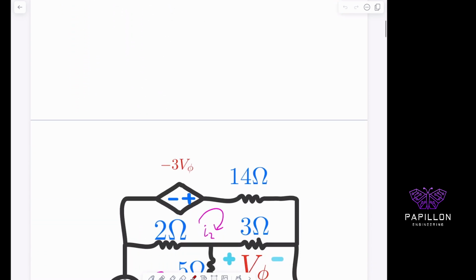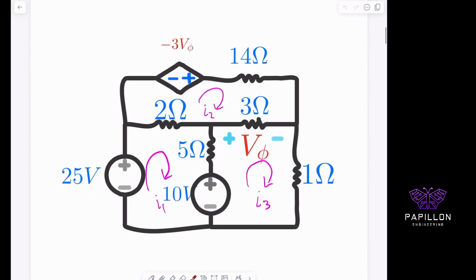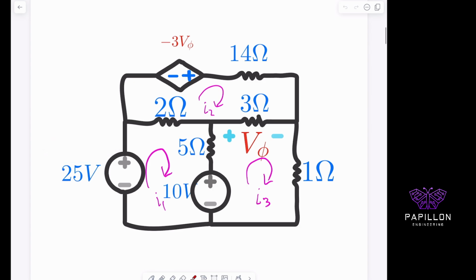So how do we start this problem? Because we have 3 loops, we can use our 3 mesh approach. I went ahead and labeled our mesh currents I1, I2, and I3. I'm going to go around each one and write a loop equation for each. I'm going to start on the corner like I've done in previous videos, labeling the corners A, B, C, and D. I'm going to write the KVL equation for each loop. In other words, all the voltages in our loop should equal 0 based on Kirchhoff's law.